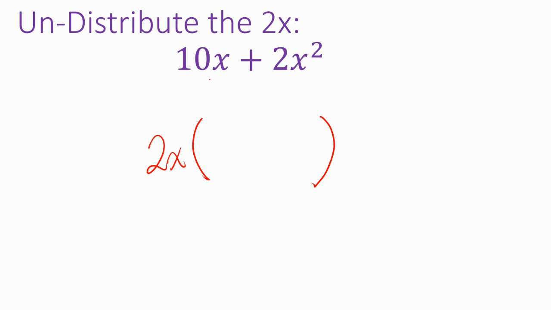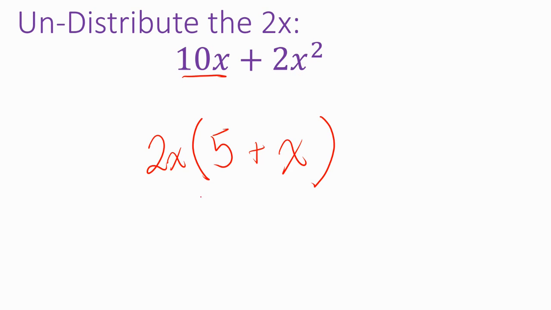And then we're going to go term by term and ask, well, what did this one used to be? Well, before we multiplied it by 2x, it was 5. And then this one, before we multiplied it by 2x, was just x. So we can double check, go back, yeah, it was 5 plus x.